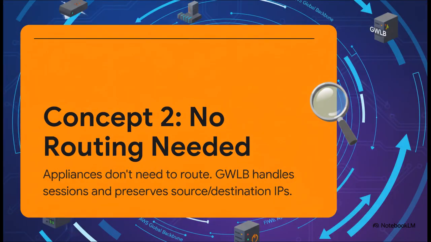It massively simplifies things. Because GWLB is handling all the traffic routing and making sure sessions go back to the same appliance, your next-generation firewall gets to do one thing and one thing only: inspect traffic for threats. It doesn't have to be a router anymore. It gets to be a pure, lean security machine.